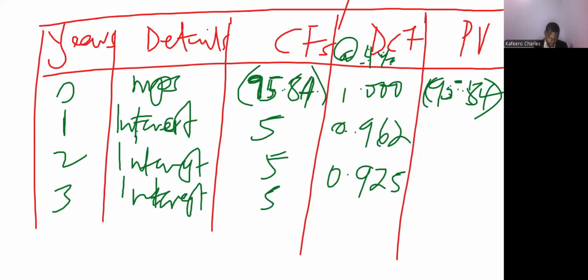But still in the third year, we receive what we call the redemption value. And this redemption value, we are redeeming at par, which is 100. It will also have the same 0.889. So you multiply these and then you sum them up. So we multiply these values and then we get the present value.